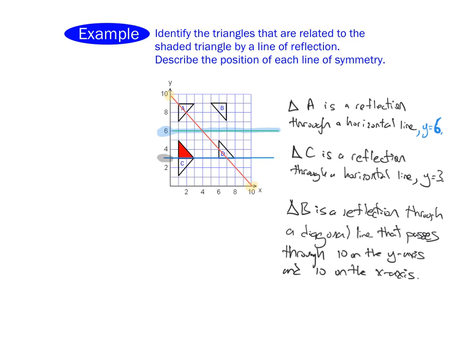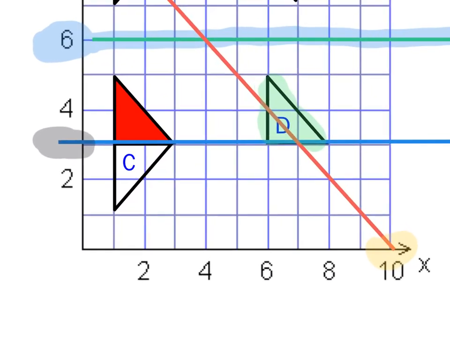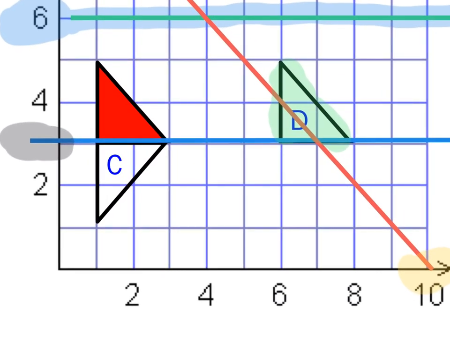Now, we might want to turn our attention to triangle D. Can triangle D be created from a reflection of the red triangle? The problem is this.